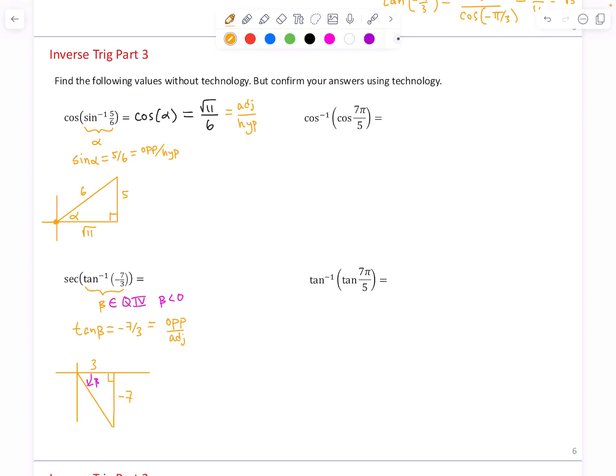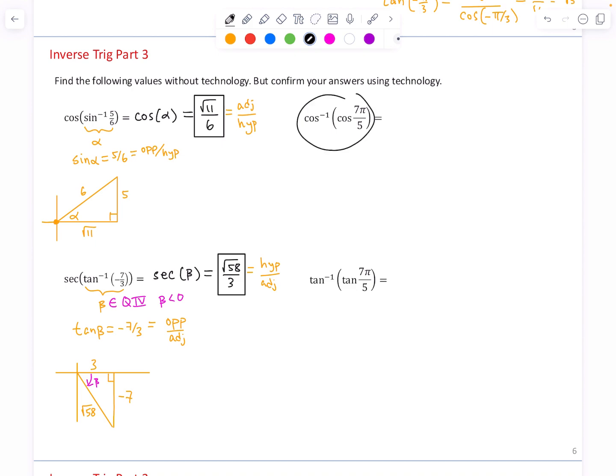Pythagorean theorem will give us the hypotenuse: square 3, square negative 7, so we get 9 and 49. Add together, that gives us 58, and take the radical. That would be the hypotenuse. Now we can use our reference triangle to say, what is the secant of this same angle beta? Secant is the reciprocal of cosine, so it's going to be hypotenuse divided by adjacent. So we get radical 58 over 3. So this is a good approach for when you're doing a regular trig function of an inverse trig function.